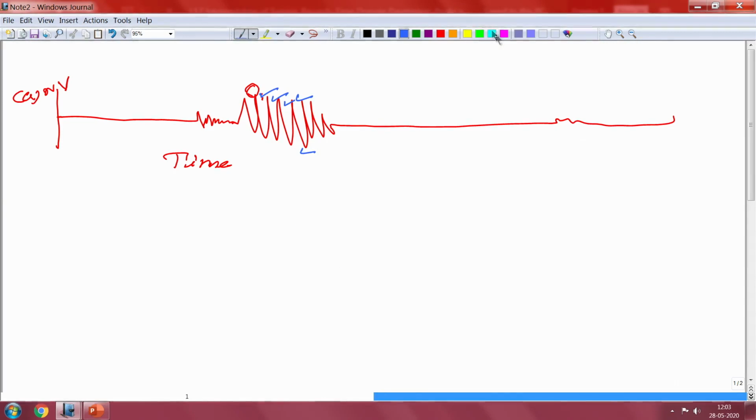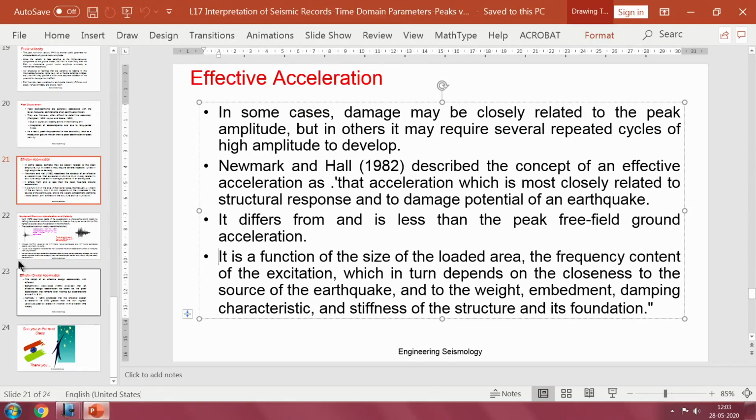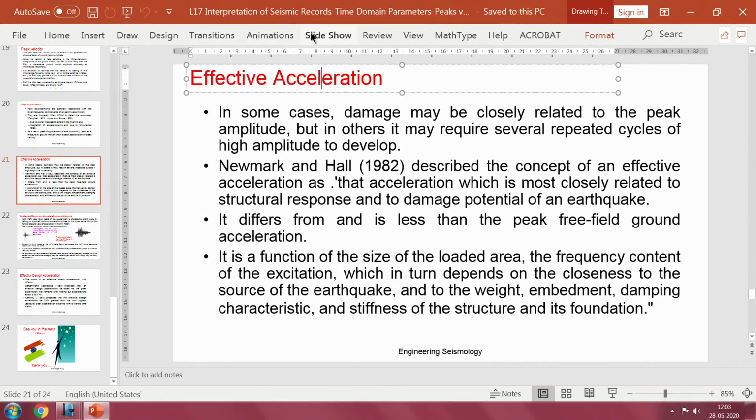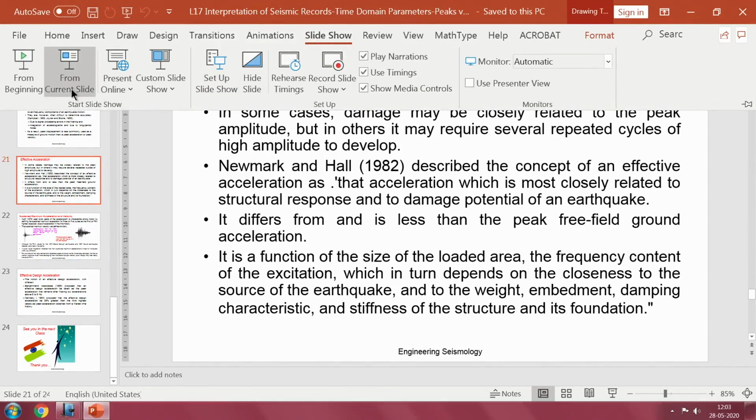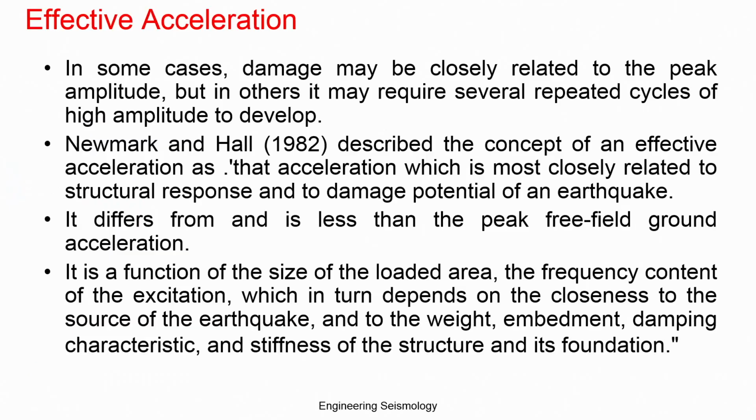Sometimes in a record the peak will be slightly larger than the other amplitudes. In those cases, the several repeated amplitudes may cause damage to the structure. So they came up with the idea of defining the effective acceleration, where several cycles of high amplitude cause damage.